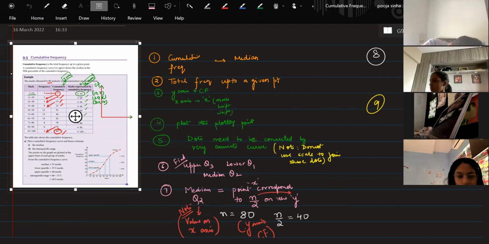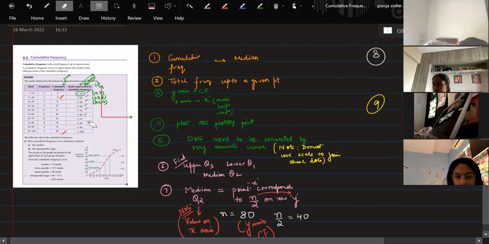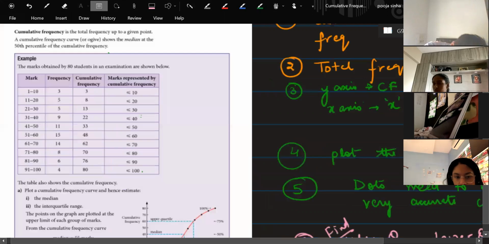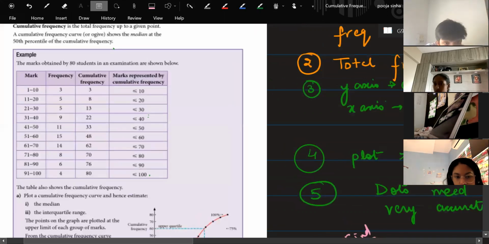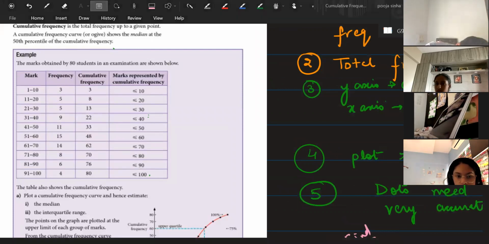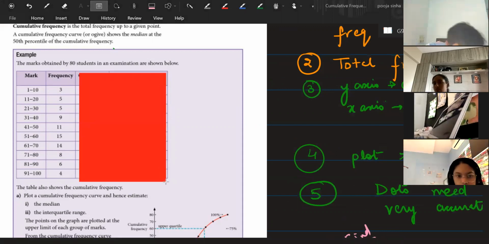Chalo, I'm going to revise the entire thing we've done. What was our step 1? You have a question given to you in this way. What will not be given to you is this. Aapko ye nahi diya rahega. Marks and frequency are given. So what is the first thing that we need to do?